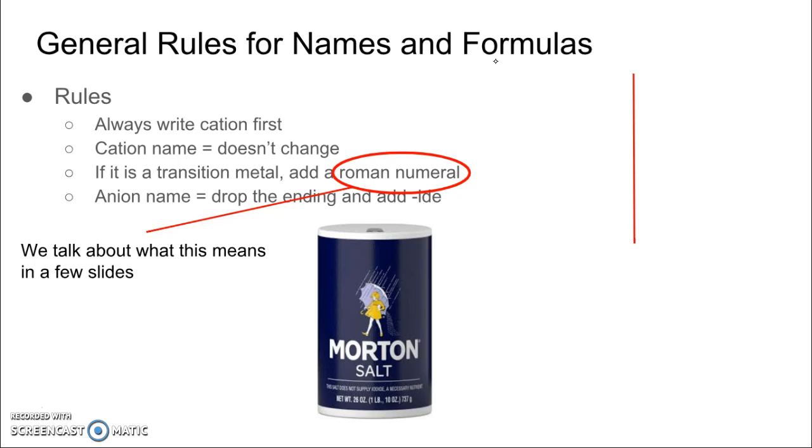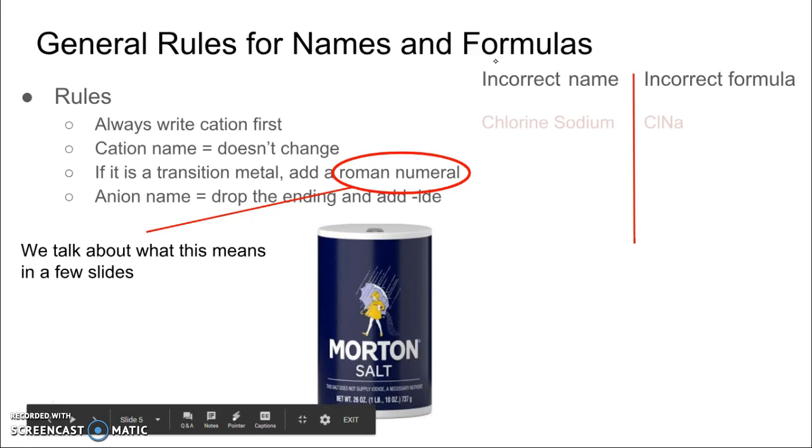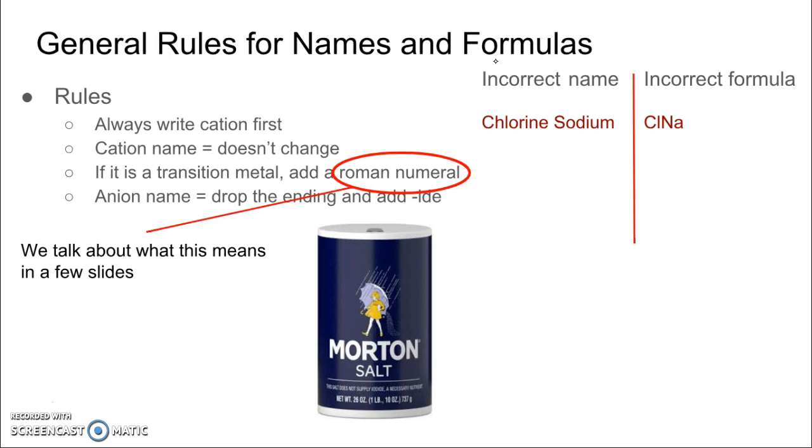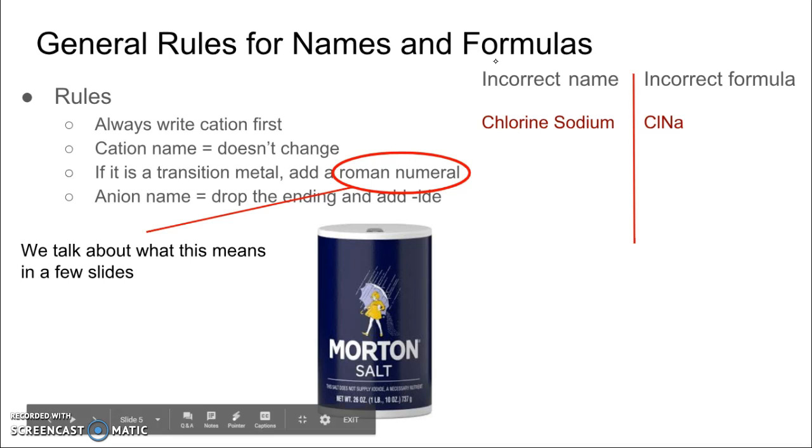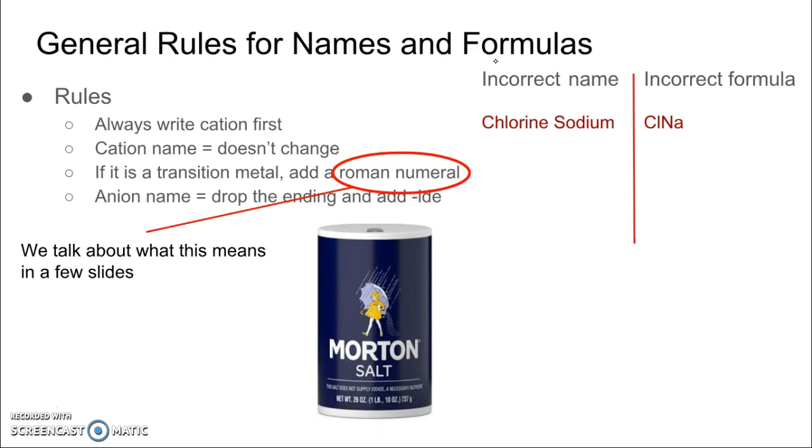Okay, so to the right we have this red line right here. It's just going to divide between what would be the incorrect name and what would be the incorrect formula. So if I were to break these rules and not follow them, this is what I would have written and this would be wrong. So if we did not write the cation first, meaning we wrote the nonmetal first, we would say chlorine sodium if we were talking about table salt, which is down here. So chlorine sodium, for me, that just sounds wrong, but I'm a chemist, so these are just rules that you guys will have to get used to. But you always say the metal first and not the nonmetal. Now, if we wrote the formula wrong too, it would say ClNa, not NaCl like it should.